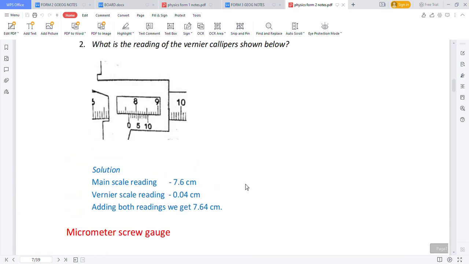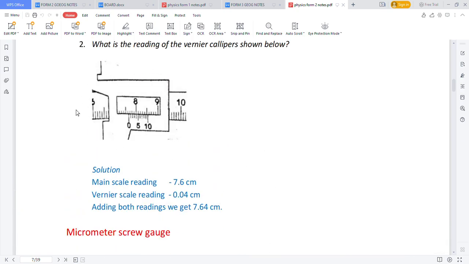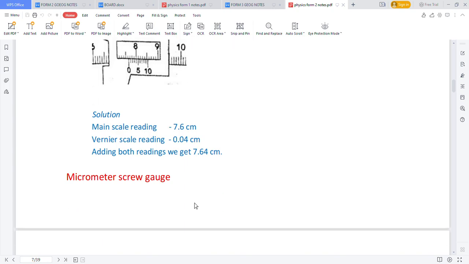Remember, you can be given a reading like this, then you're told to draw the vernier. If you're given a reading like this, you're told to show it on the vernier. You're supposed to get the main scale, then the vernier scale, then at what point they are coinciding. Then you'll be able to go.